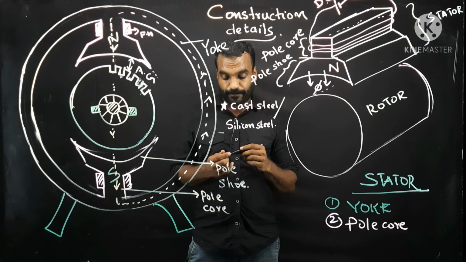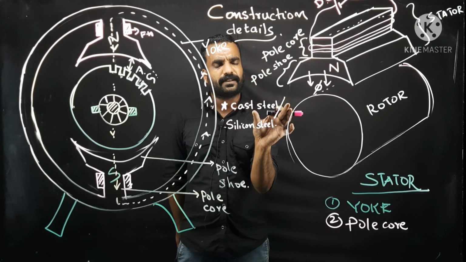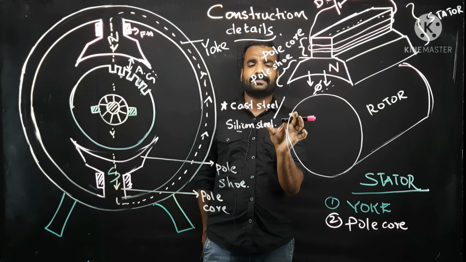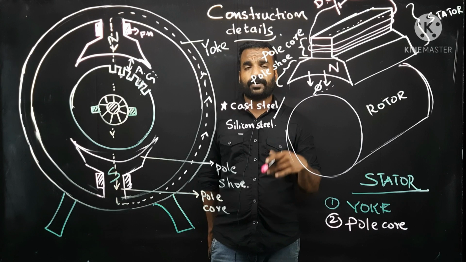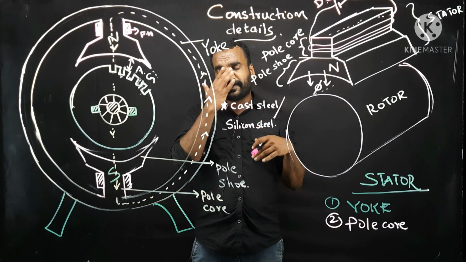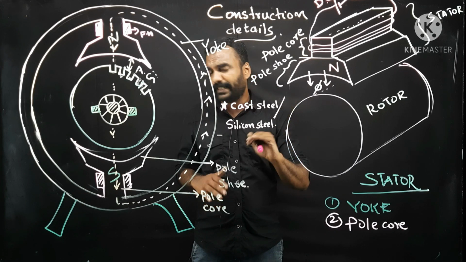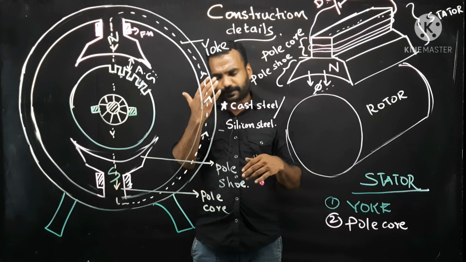Cast steel or silicon steel. Cast steel is enough for small machines, but if it is a large machine, we add silicon into that so that its conductivity will get reduced. If conductivity is reduced, we can reduce eddy current loss. That we will explain later.